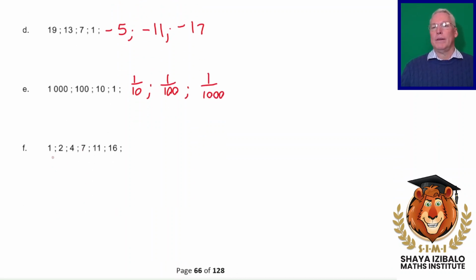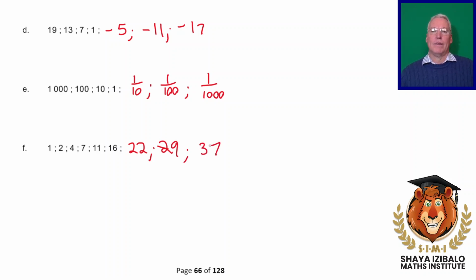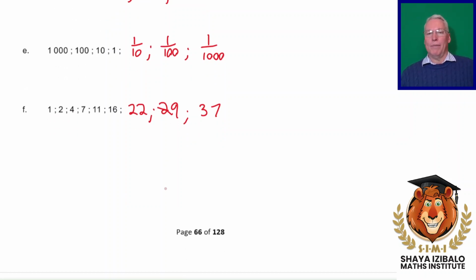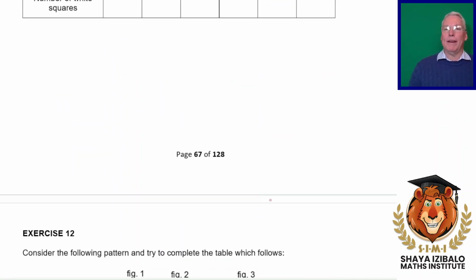This one is, we're adding 1, we're adding 2, we're adding 3, we're adding 4, we're adding 5, we must add 6. We must add 7, and we must add 8. Okay, so that's an interesting one. The amount that we are adding is growing by 1 each time. Okay, we said we'd leave that question.